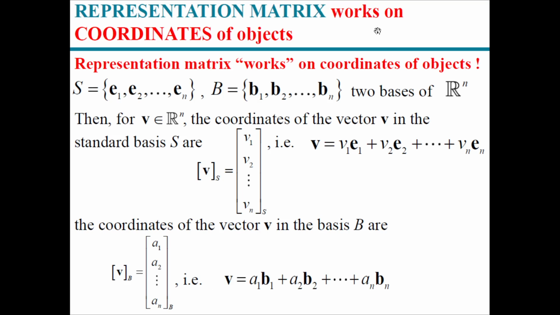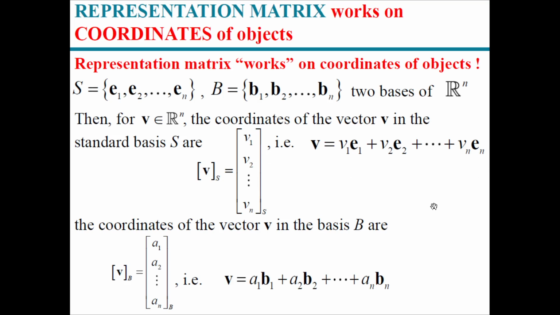Now I'll repeat this message 1,000 times because it's very important. The representation matrix works on coordinates of objects. So if I have a linear space Rn and I have two bases, one is the standard basis and another one is some different basis B, then for a given vector from Rn, its coordinates in the standard basis are simply the components of the vector itself, because this is how the vector is decomposed, obviously.